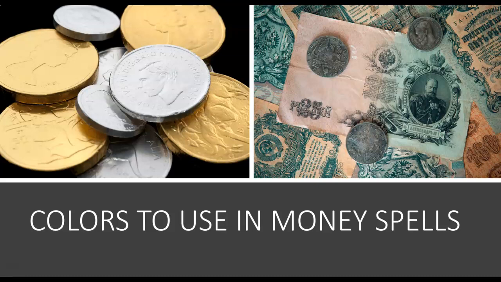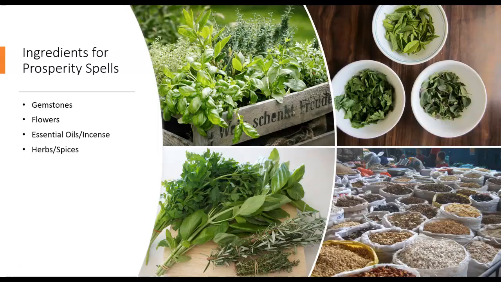If you have dill, that attracts good fortune, or parsley. Parsley is one that's also used in most money spells to encourage prosperity and success. And finally, mint or spearmint, one of the most popular and all-purpose money herbs. So like I said, some of the ingredients are gemstones, flowers, essential oils, incense, herbs, and spices.